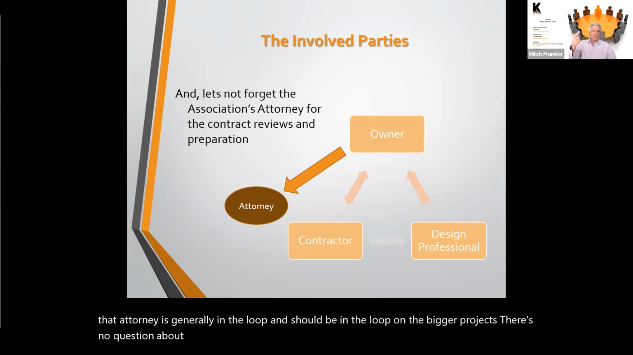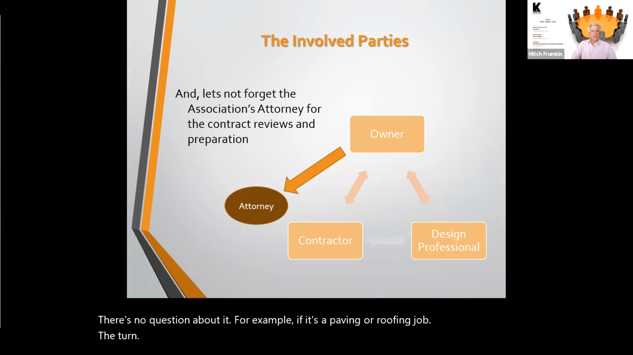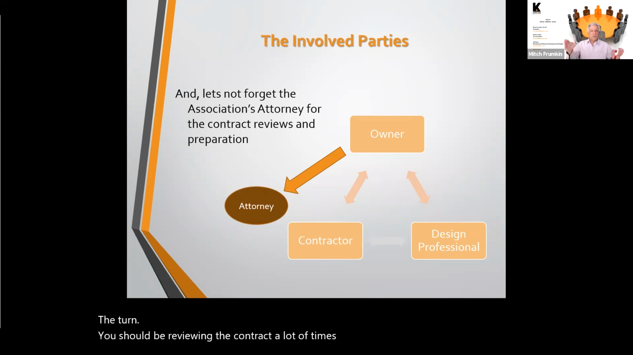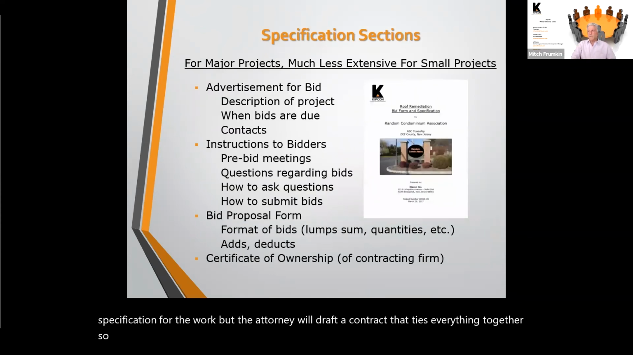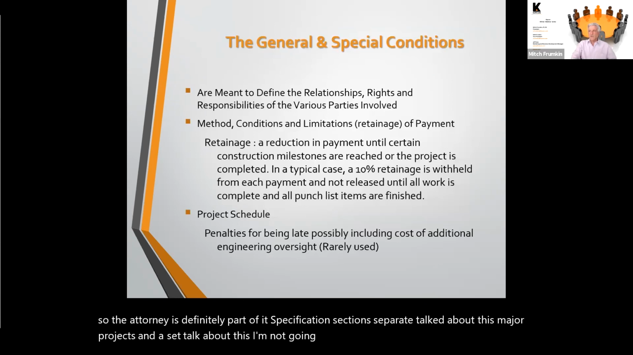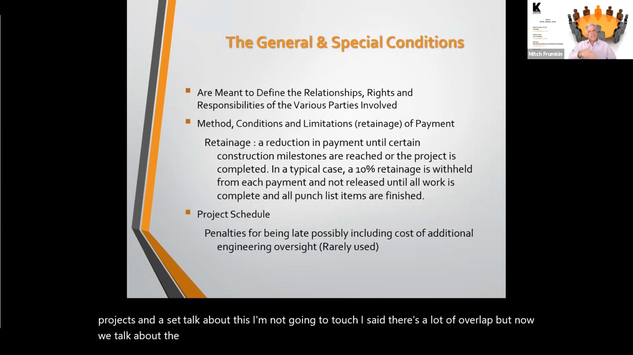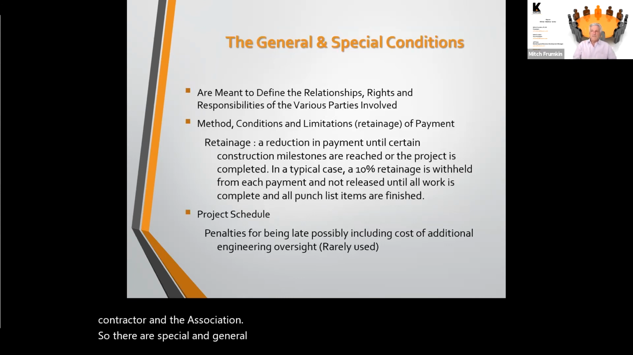For example, if it's a paving or a roofing job, the attorney should be reviewing the contract. A lot of times what happens is that we'll put together a specification for the work, but the attorney will draft a contract that ties everything together. So the attorney is definitely a part of it. Specification sections, Seth had talked about this. Major projects, Seth talked about this, so I'm not going to touch on it, and there's a lot of overlap. But now we're talking about the contract between not the engineer and the association, but between the contractor and the association. So there's special and general conditions, and it defines the relationships, the method, and the conditions of payments.